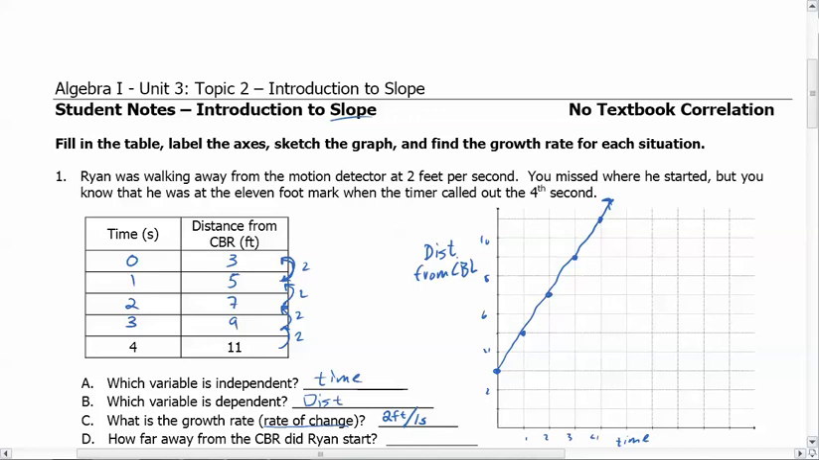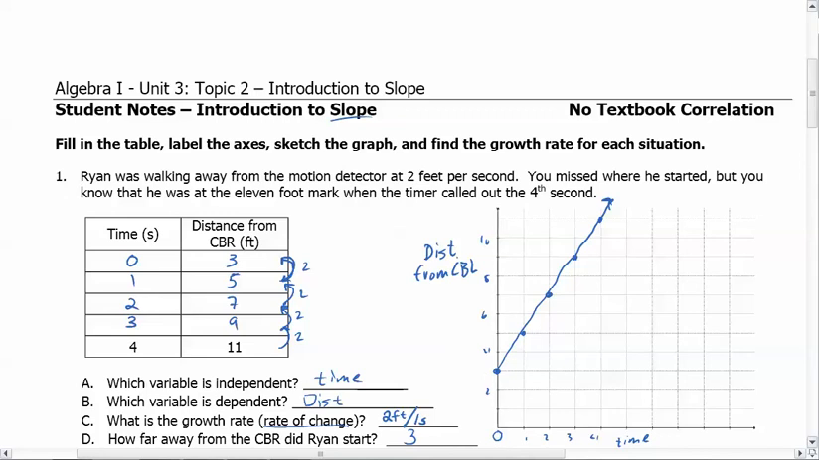Now, how far away from the CBR did Ryan start? Well, at the start, that would be 0 seconds. He was 1, 2, 3 away. And this point is called what? The Y-intercept. All right, well, I want to show you one other thing, actually 2 other things.